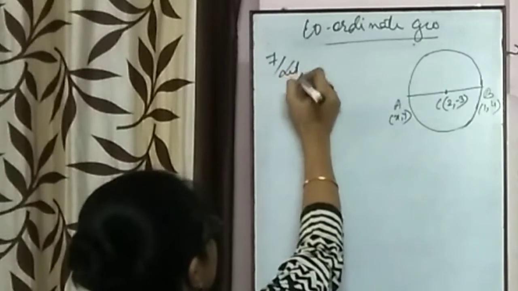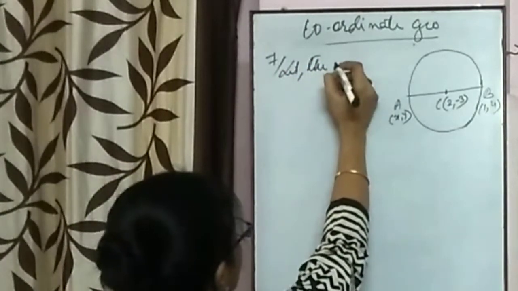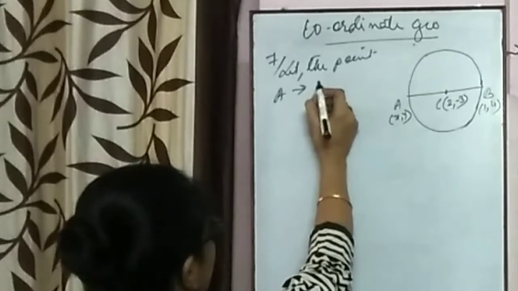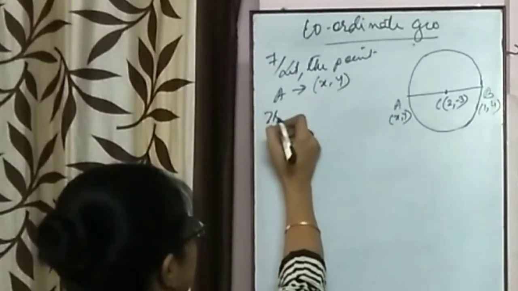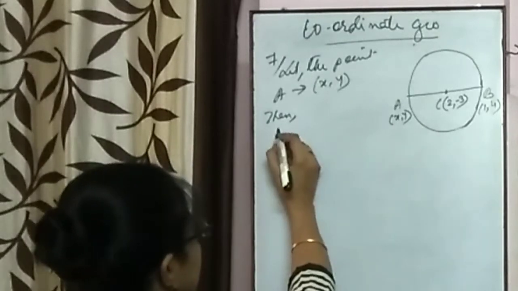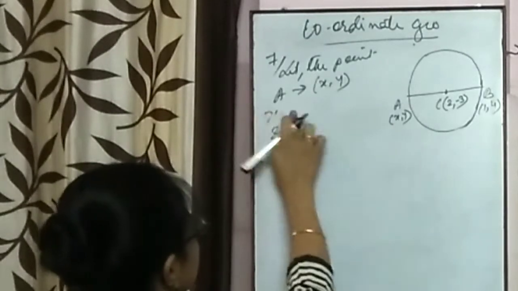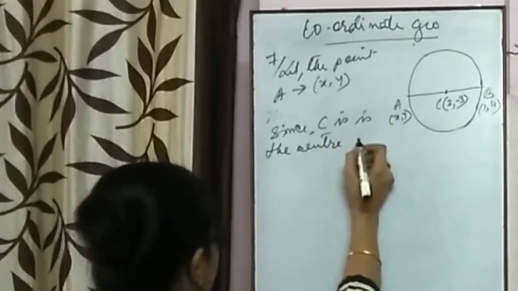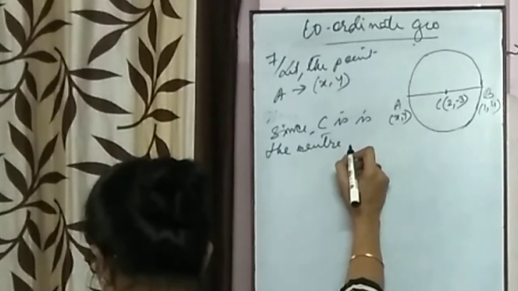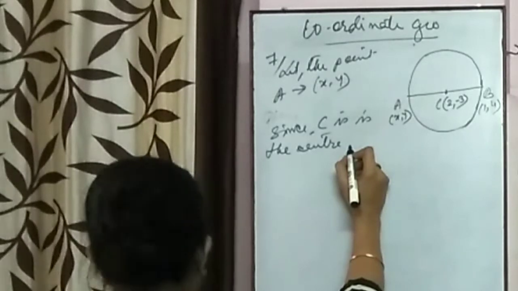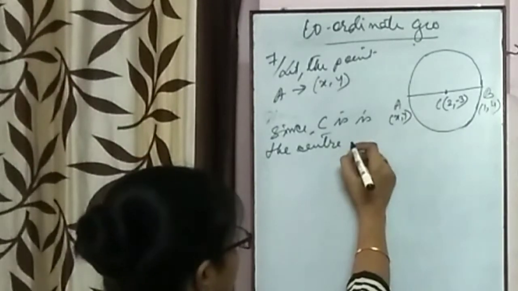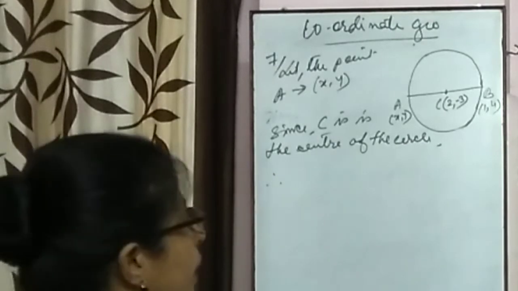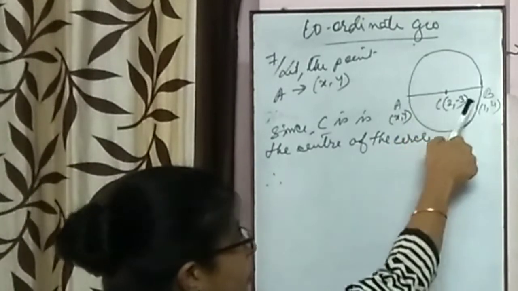So let the point A be (x, y). Since C is the center of the circle, therefore it's the midpoint. So again it's the midpoint formula.